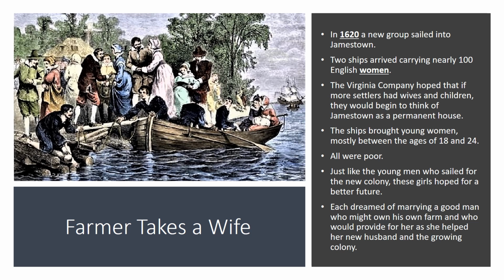Farmer takes a wife. In 1620, a new group sailed into Jamestown. Two ships arrived carrying nearly 100 English women. The Virginia Company hoped that if more settlers had wives and children, they would begin to think of Jamestown as a permanent home. The ships brought young women, mostly between the ages of 18 and 24. All of them were poor.